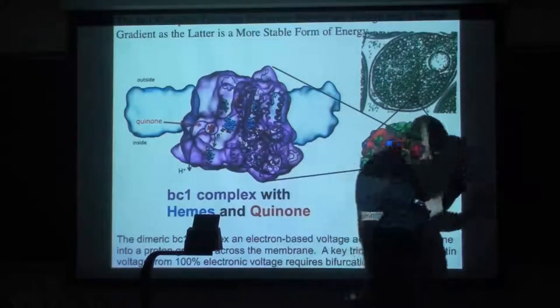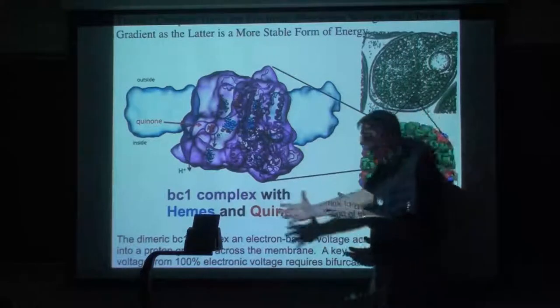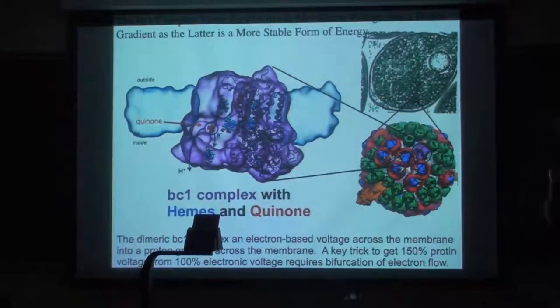Almost when I tell you how they do that, you almost say, my God, how could they have sorted it out? And it's almost like cheating. Because they figured out that the energy in the electron gradient is actually so much that you can get 100% voltage from an electron gradient, you can get 150% voltage for a proton gradient. It sounds unbelievable, but they figured that out. But they have to do a real difficult trick to do that.